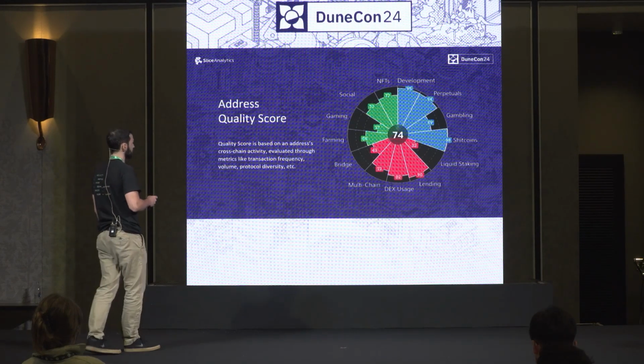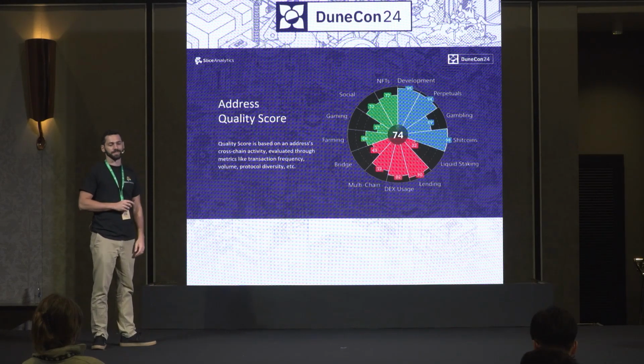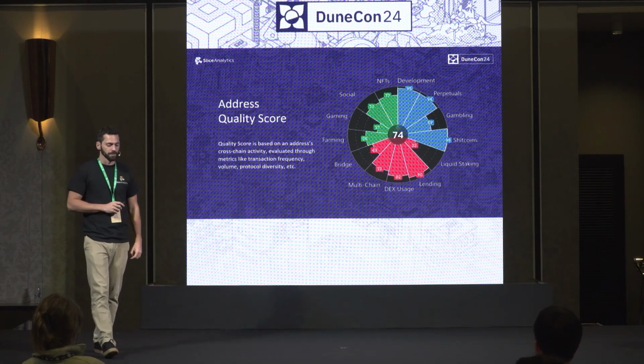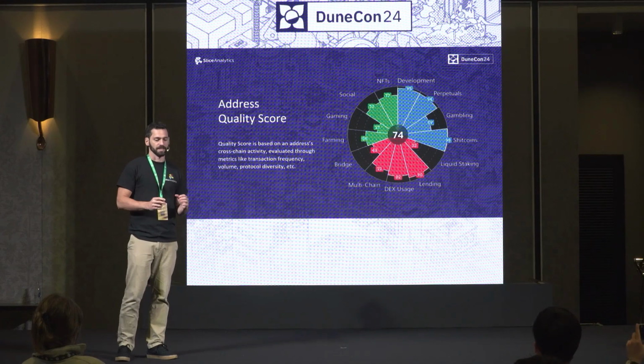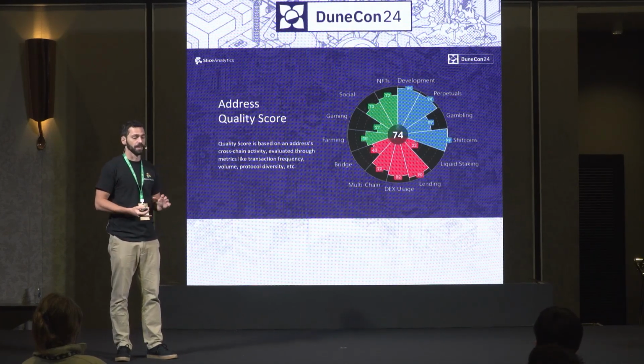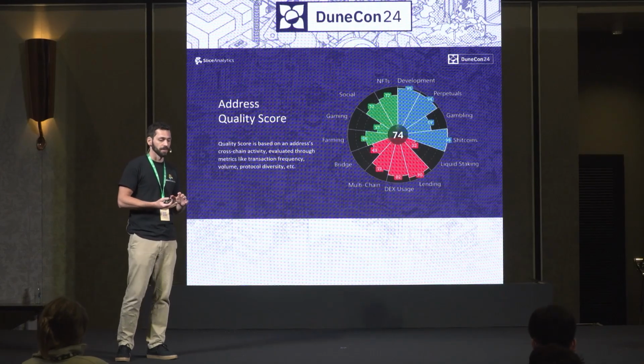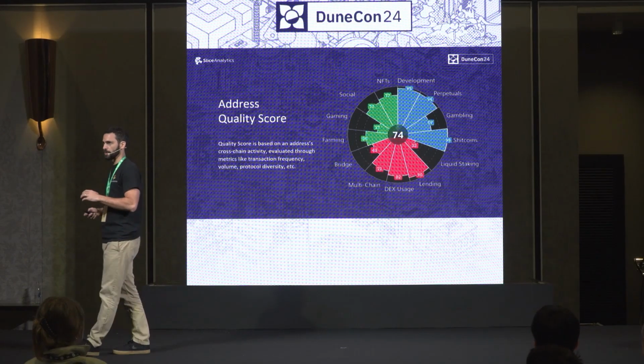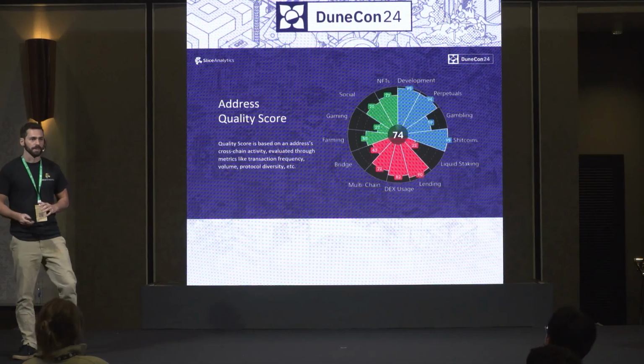All right, to the fun stuff. So this arch wizard level, what are we doing here? Again, like I said, we can look at a single address and look at its full history on multiple chains. We can look at their transaction frequency. We can look at their total volume. We can look at the protocol diversity of what they've interacted with.